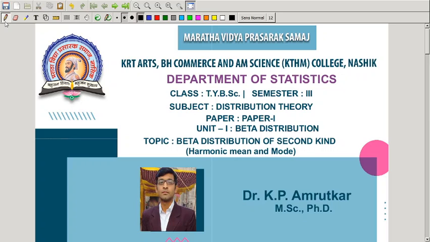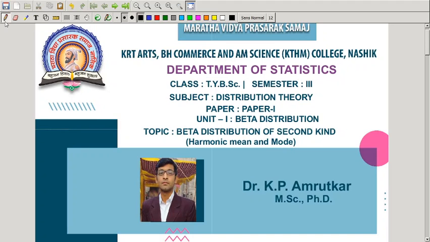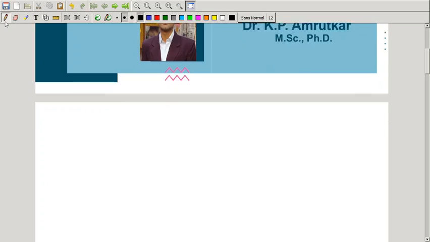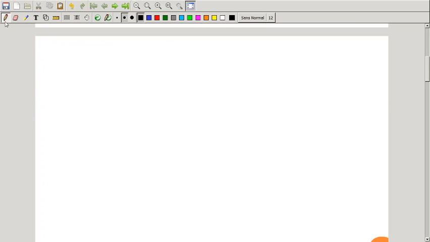In today's lecture, we will see the harmonic mean and mode of the beta distribution of second kind. So firstly, we will see the harmonic mean.